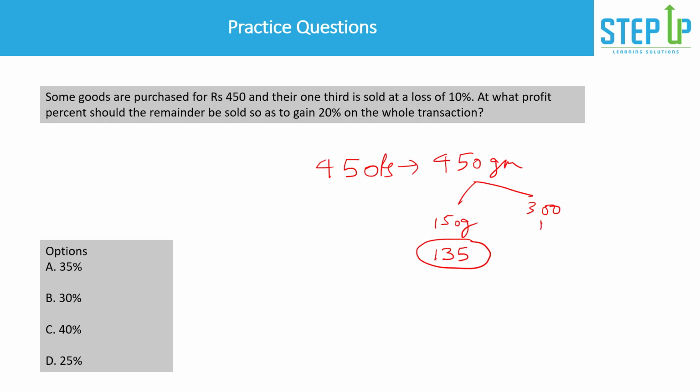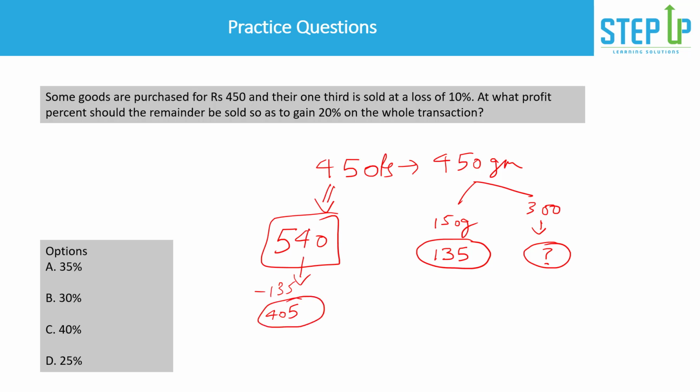At what profit should I sell the rest, so as to gain 20% on the entire transaction? Now 20% on the entire transaction, meaning this is my cost price, right? So that means 20% would be 45 into 2, 90, right? That means 450 plus 90, so 540 would be after 20%. That means my SP should actually be 540. But what is my SP so far? 135 plus this. So what should this be so that this totals 540? Obviously you can subtract 135 from this 540. So this becomes your 405. That means this 300 worth of goods I should sell for 405 in order to make 20% on the entire transaction.